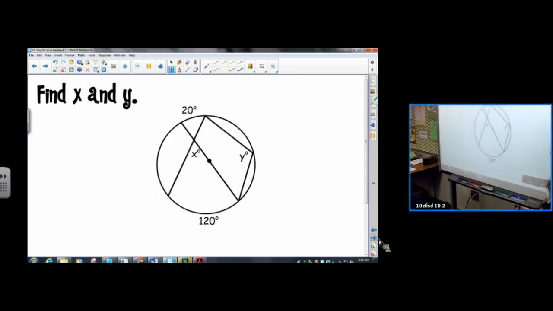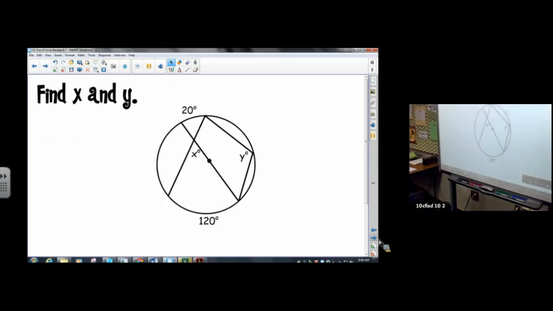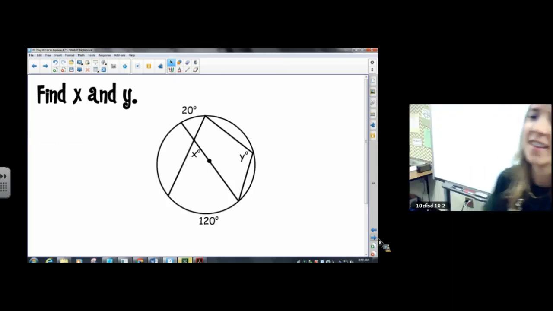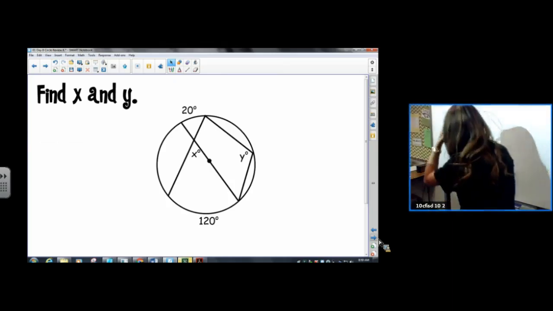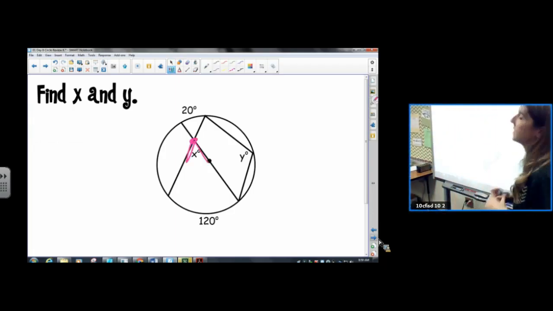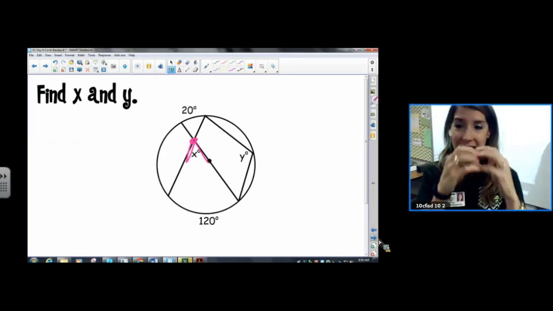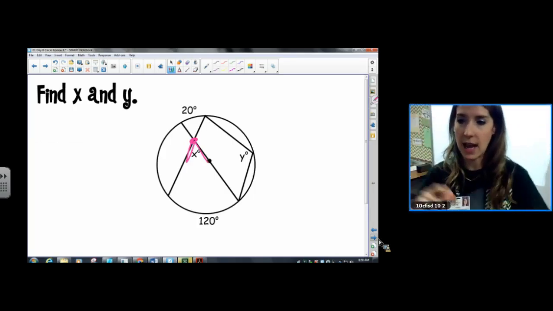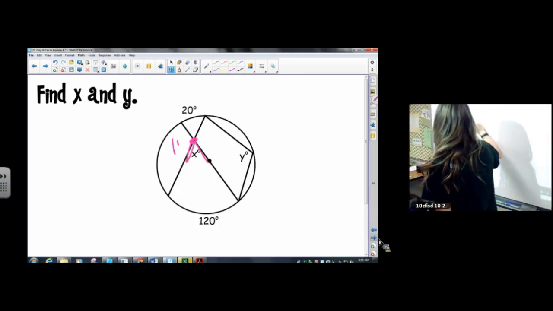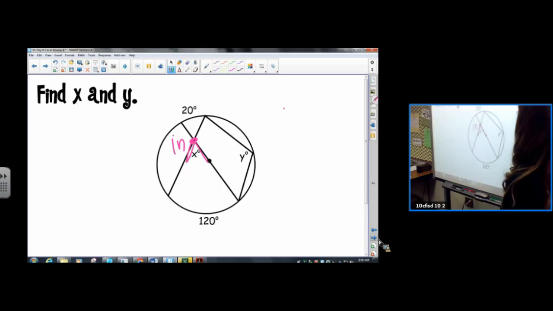Next problem, find x and y, please. All right, very good, guys. Let's find x first. Guys, it's all about where the vertex is. It might be on the center, it might be on the circle, it might be inside the circle, or it might be outside. This one is inside the circle. We know when an angle is inside the circle, we add its arcs and divide by 2.